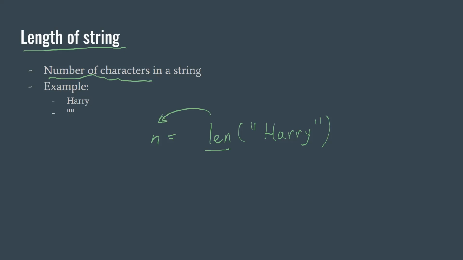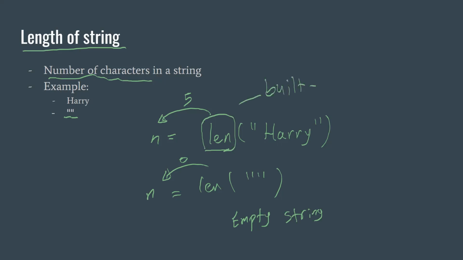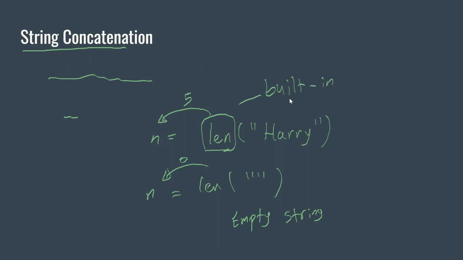Okay, so what is the result stored here? It will be 5 because there are 5 characters in the string. Okay, what about this case where I have len of just quotation marks, nothing inside? How many characters are in here? No character. So this will return 0. And this is what we call empty string. Okay. And one important note is len is a built-in function, so you don't need to write any import statement to use it.